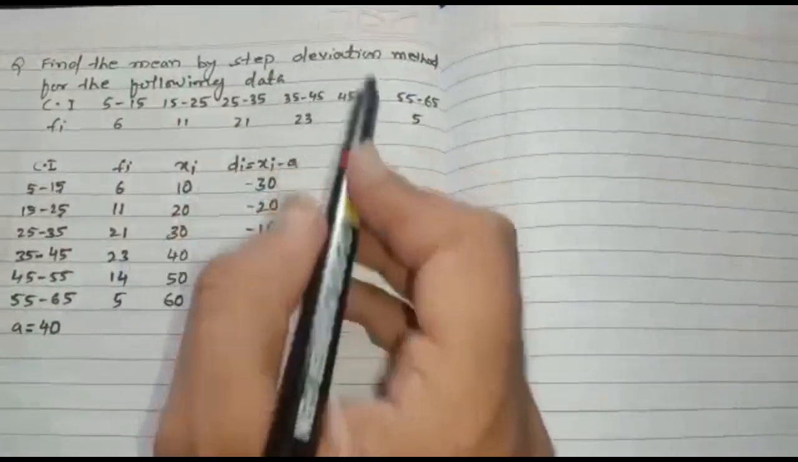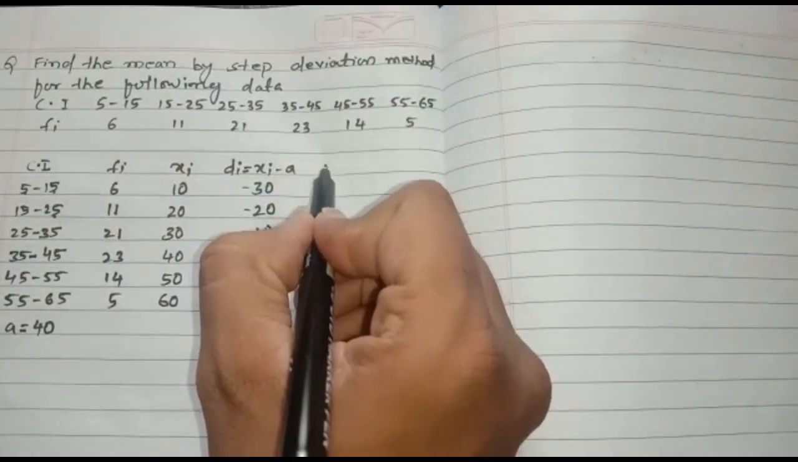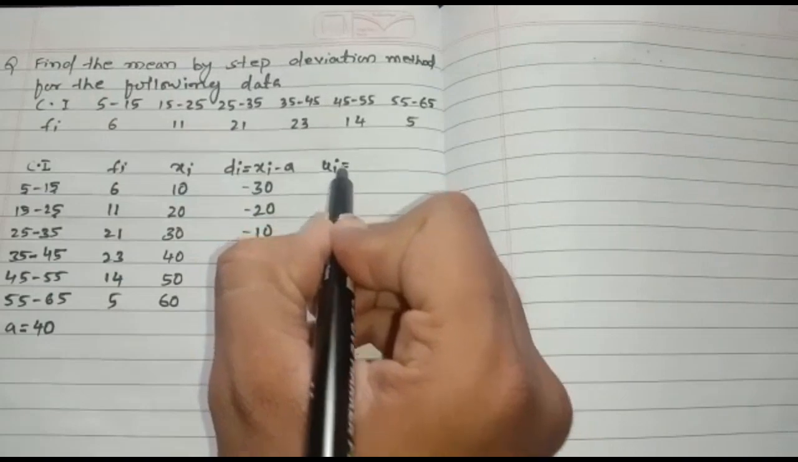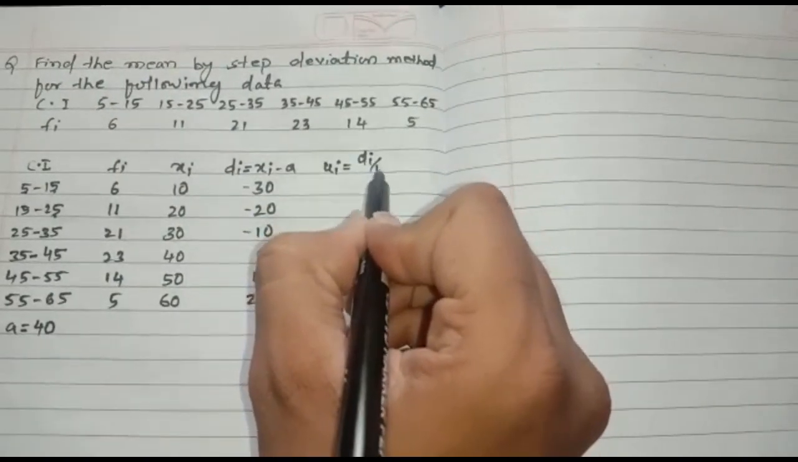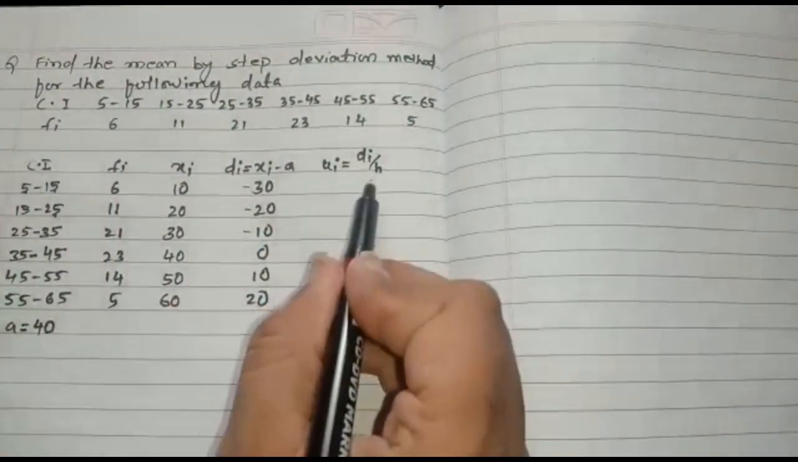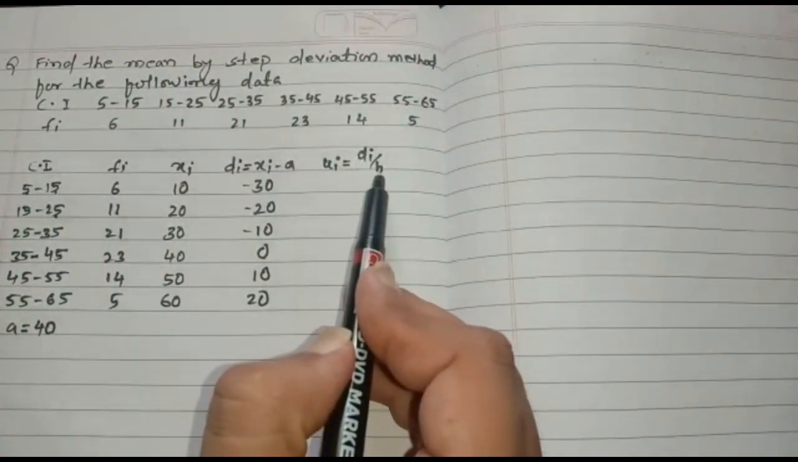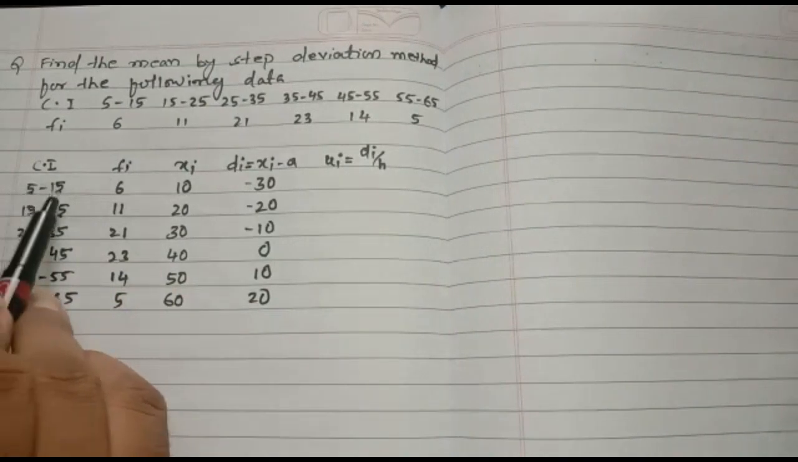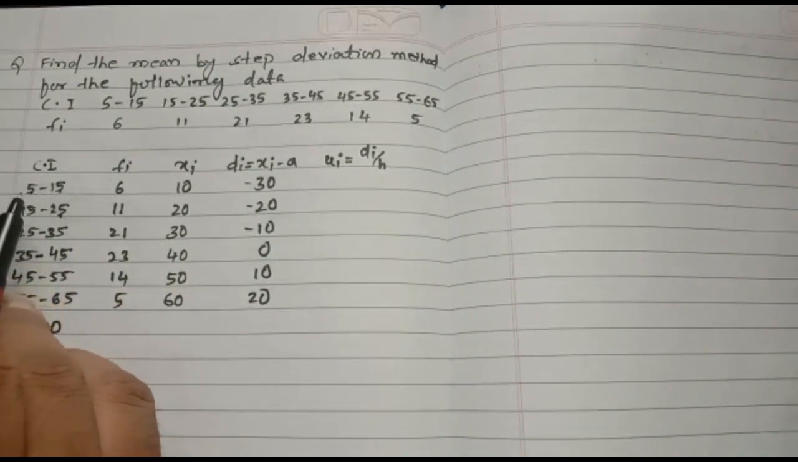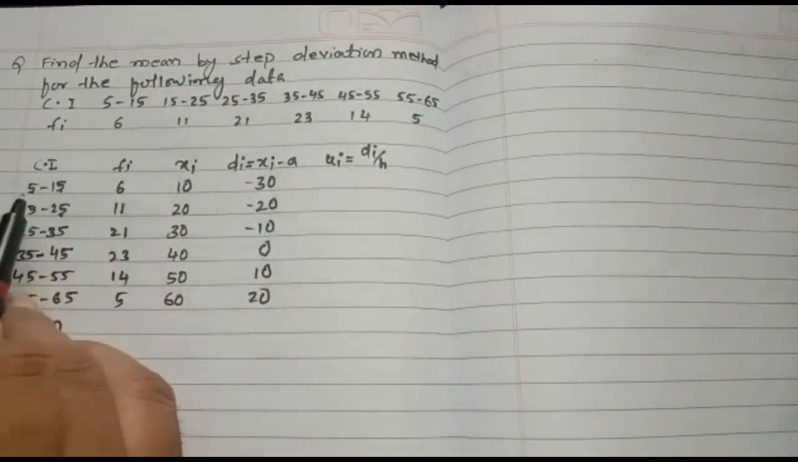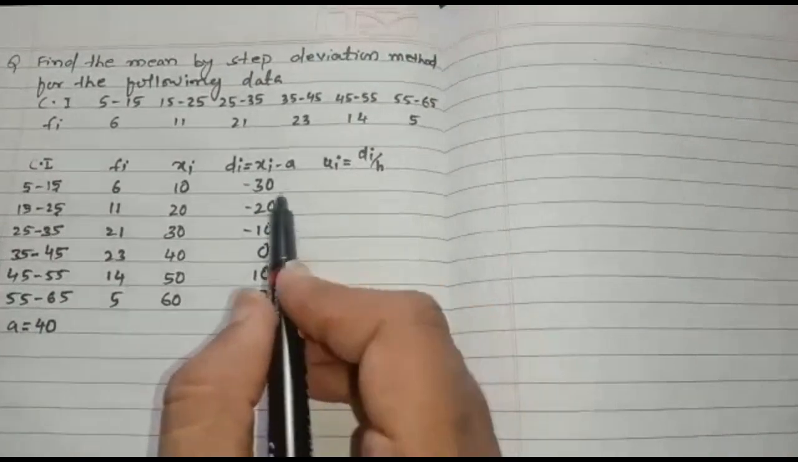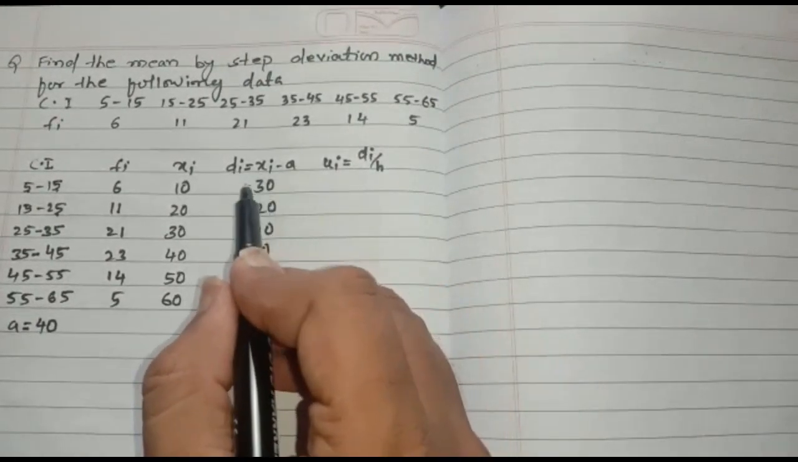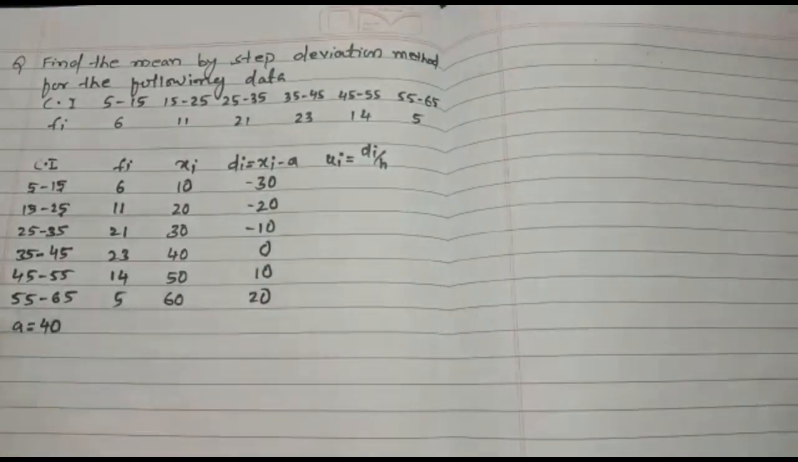Then in step deviation method we need ui, and ui is di by h. Students, ui is di by h. What is this h? H is the difference between the class interval, the difference between upper limit and lower limit. What is the difference between upper limit and lower limit? It is 10. So we have to divide all the values of di by 10.